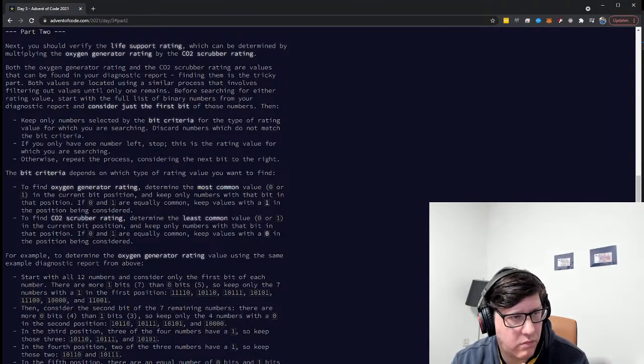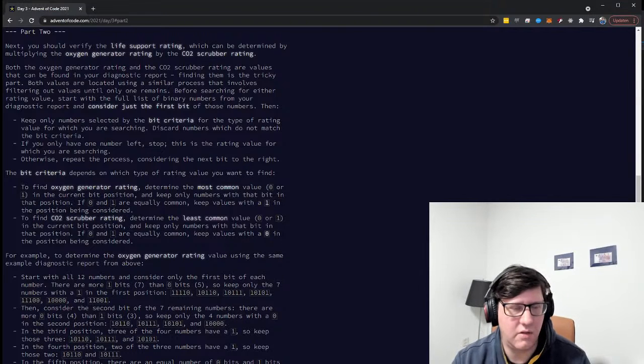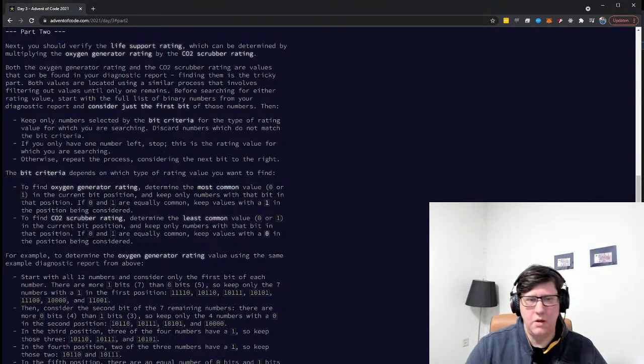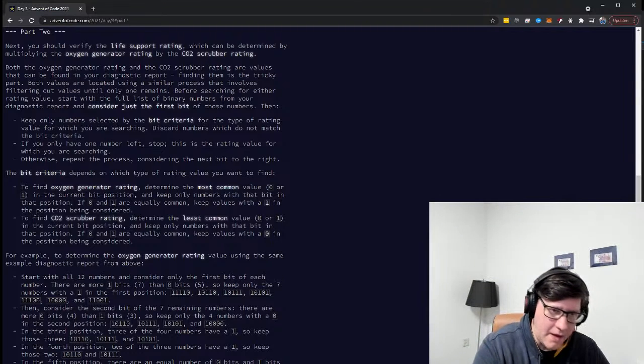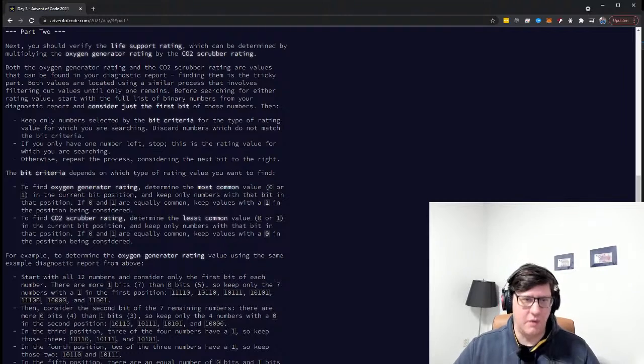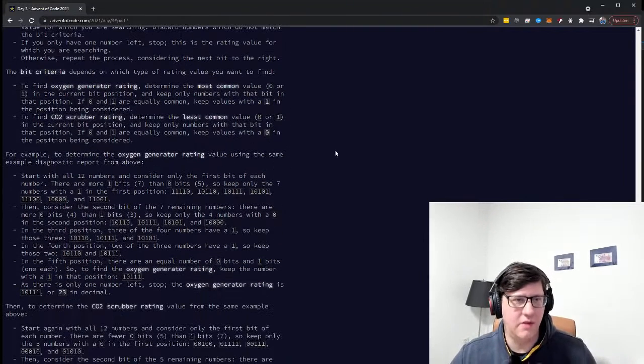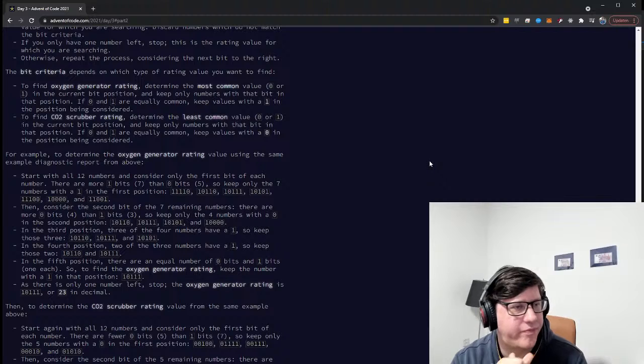Okay. Let's see. To find the CO2 scrubber rating, determine the least common value. Okay, so that's the opposite. Keep only numbers with that bit in that position. If 0 and 1 are equally common, keep values with a 0 in the position. Okay, so you have a bias towards the one that you're looking for. So I'm pretty sure this is a scenario that exists, otherwise they wouldn't put it in there. And it's something to take into account.